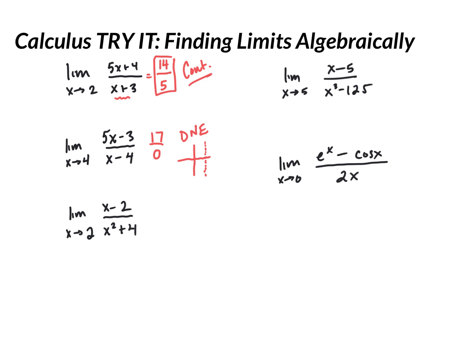In the next problem, let's try and plug in 2. So if I plug 2 in, I get 0 on top. And if I plug it into the bottom, 2 squared plus 4 is 8. Well, this tells me, 0 divided by 8 is 0. That is my limit.